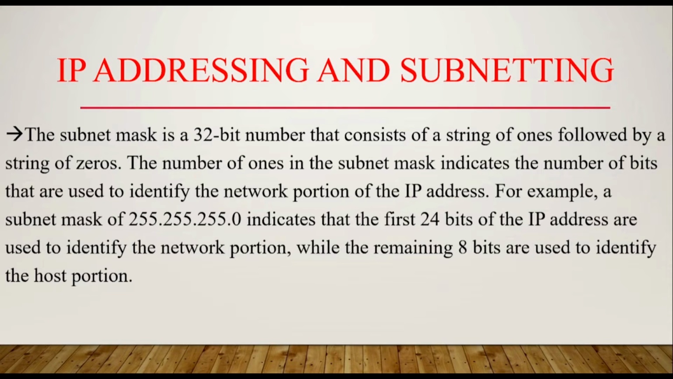The subnet mask is a 32-bit number that consists of a string of ones followed by a string of zeros. The number of ones in the subnet mask indicates the number of bits that are used to identify the network portion of the IP address. For example, a subnet mask of 255.255.255.0 indicates that the first 24 bits of the IP addresses are used to identify the network portion, while the remaining 8 bits are used to identify the host portion.